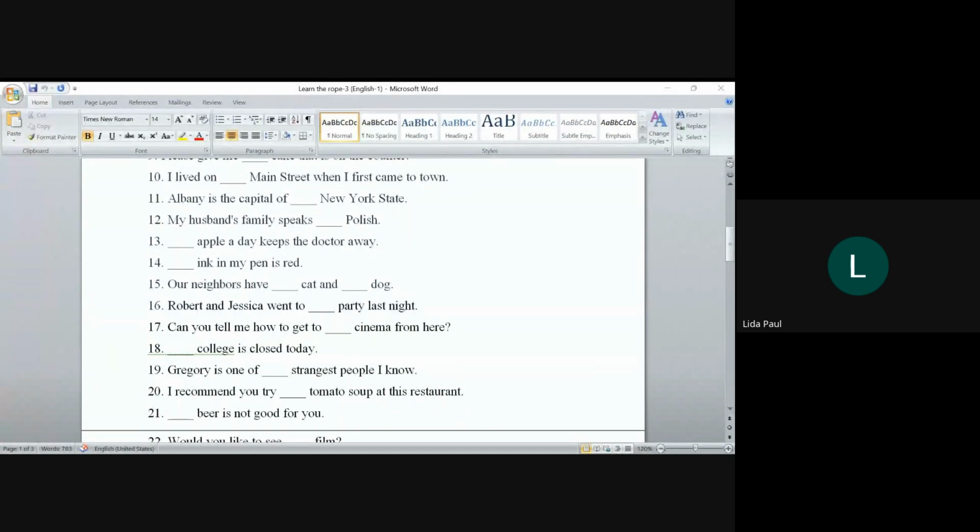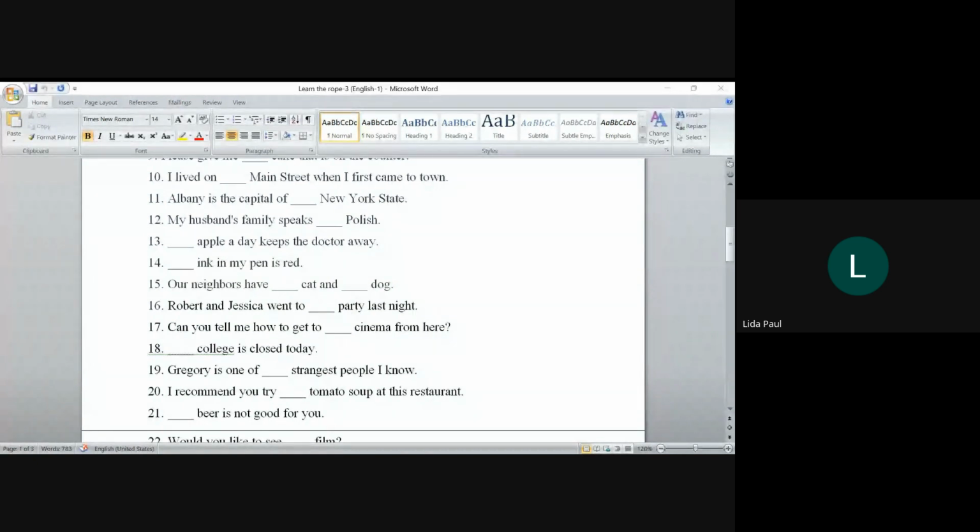Now, the 11th one, Albany is the capital of dash New York State. Now again, this is the name. No article, ma'am. We don't require anything there. Albany is the capital of New York State, right? You don't have to add anything there. Names usually will not take any articles unless, of course, there's any specific condition, right?